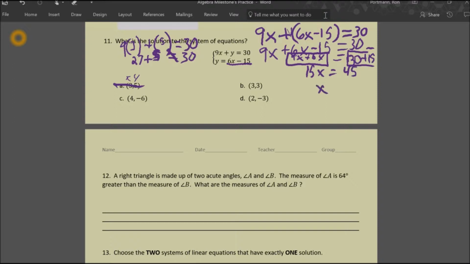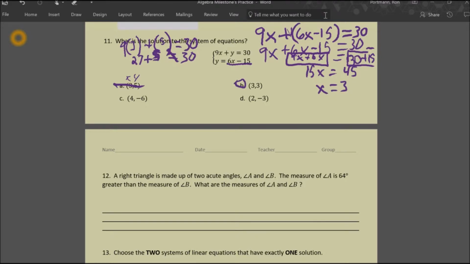So x is going to equal, divide both sides by 15. 45 divided by 15 would give you 3. So my x value is 3. I don't even need to find the y value. If it's between B, C, and D, which one has an x value of 3? Your answer would be B.